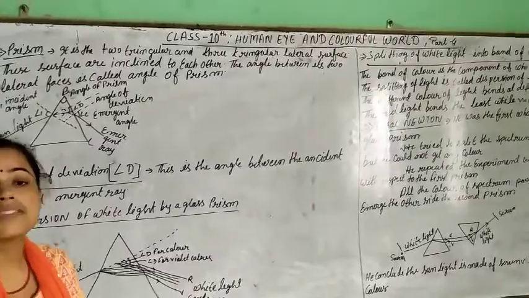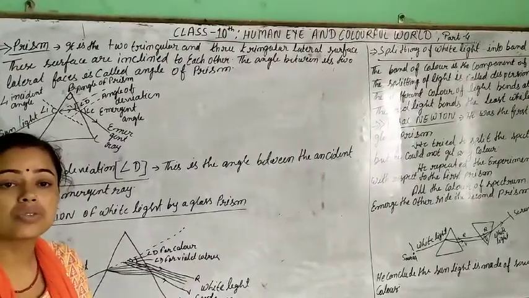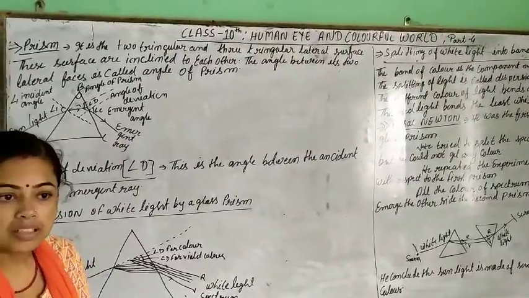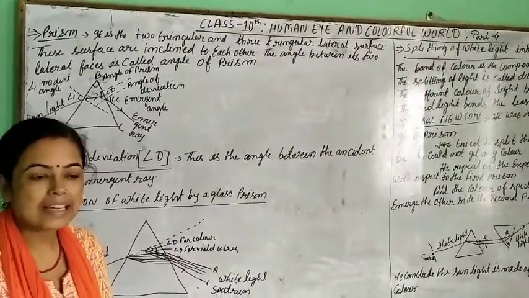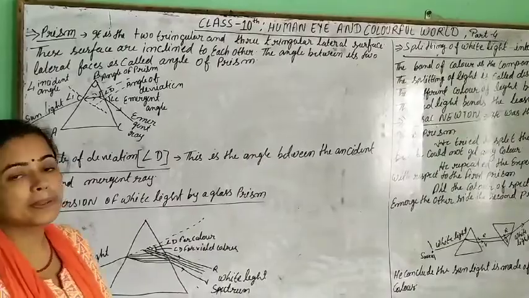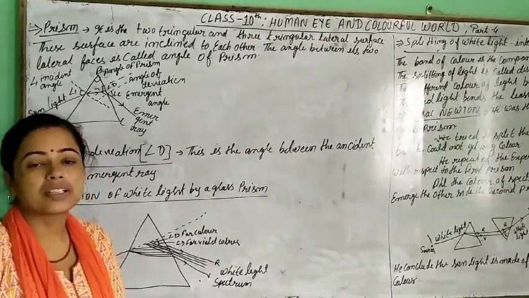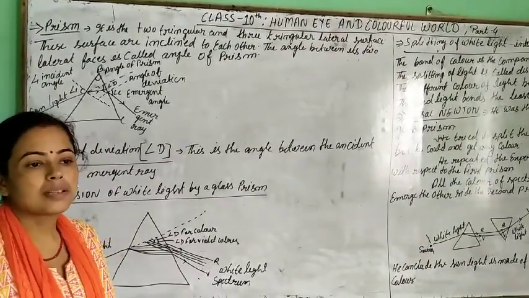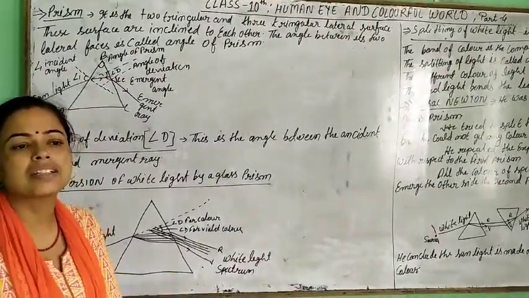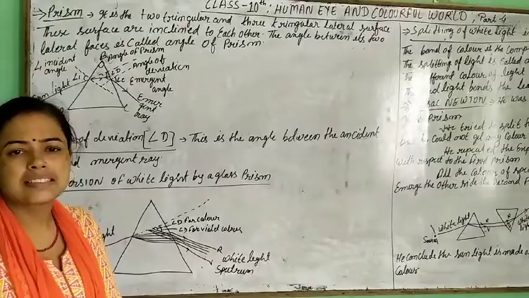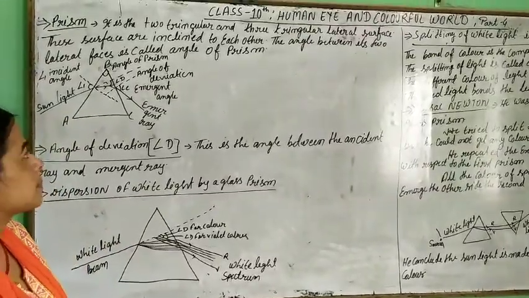Prism, this is a familiar word, and you already know it from your lower classes, like 7th, 8th, 9th. But we will talk about something new about prism. Prism disperses white light into 7 colors. So let's see what a prism is.